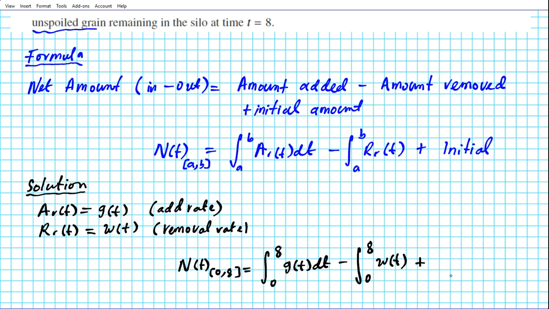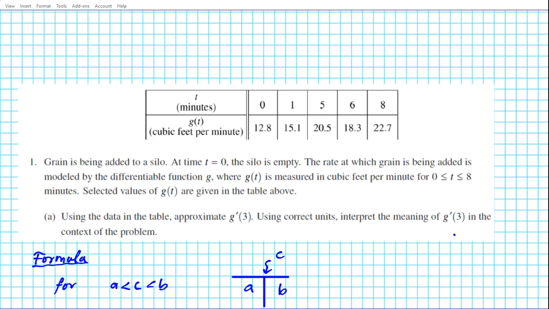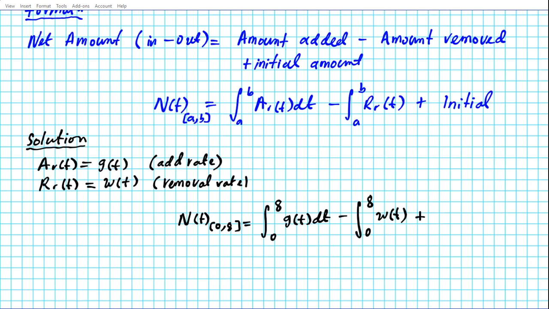Okay, so how much grain was there at the start? If you go back to the problem, it tells that to you. It says grain is being added to a silo. At t equals 0, the silo is empty. This is not always the case; sometimes there is some amount there before. So at t equals 0, the silo is empty, so the initial amount is 0. So we're going to be adding 0.